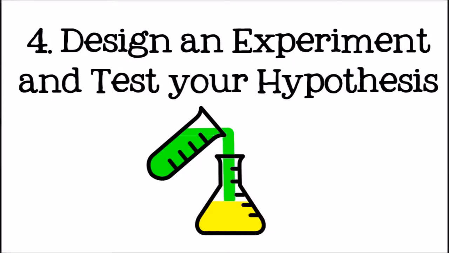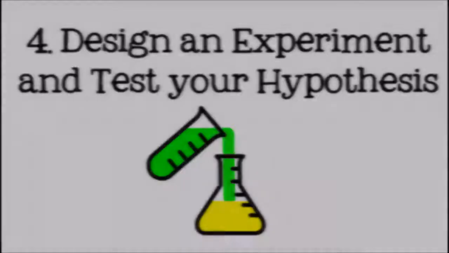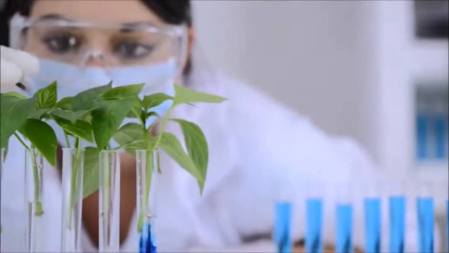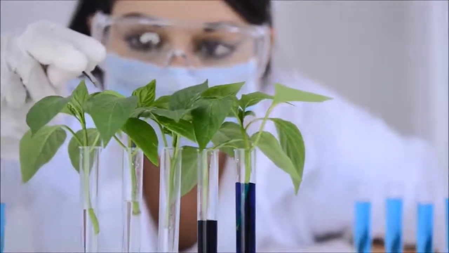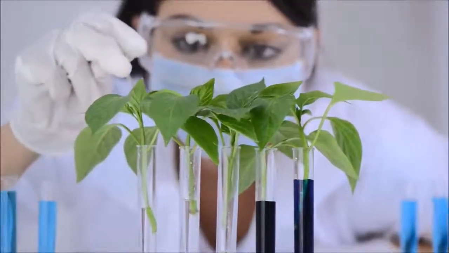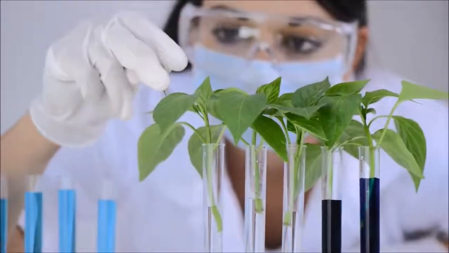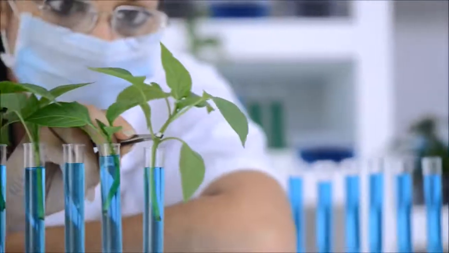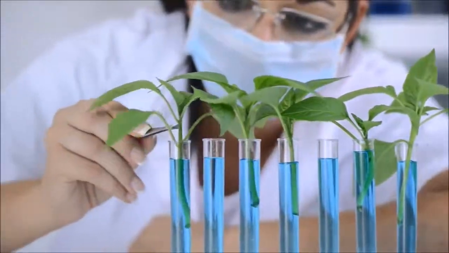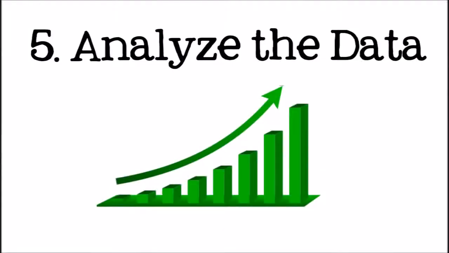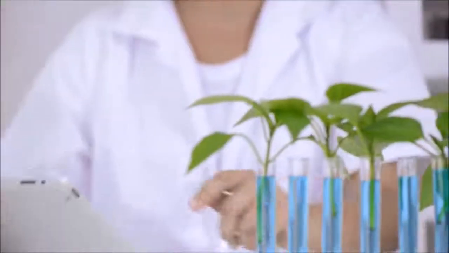Design an experiment and test your hypothesis. When designing an experiment, you must be sure to only test one thing at once. You can do this by making sure to only change one thing or variable in each experiment. Everything else must remain the same. Once you have completed your experiment, analyze your data. To do this, you will look at the results of your experiment and try to figure out what it means.